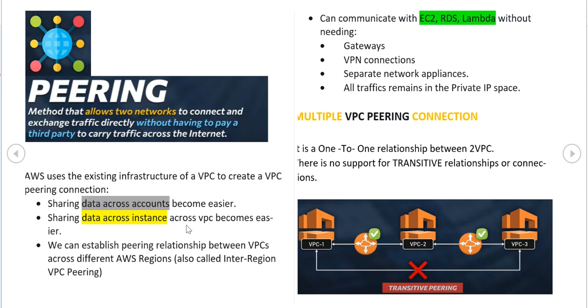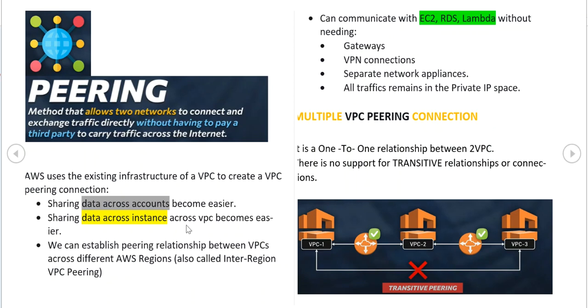So data across accounts, like if I am creating a VPC peering of two different accounts, or VPC peering on the same account within two different regions. So we are connecting two different accounts and two different regions, but we are not connected to one of the more accounts over here.